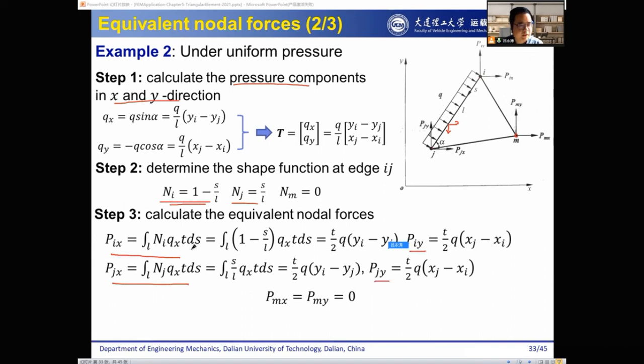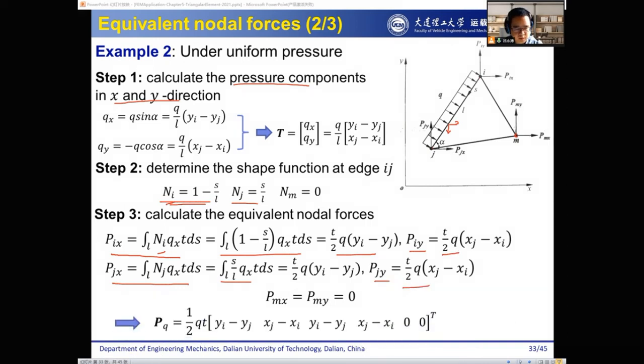Okay, so this is mathematics. So you should do it by yourself after the class. You have the shape function, and then you put it into the formula, and then you do the integration. You can solve it. And for the other direction it is the same. So we don't do it here, and in the end you get the equivalent node force for the uniform pressure.